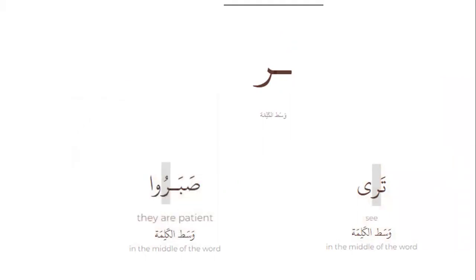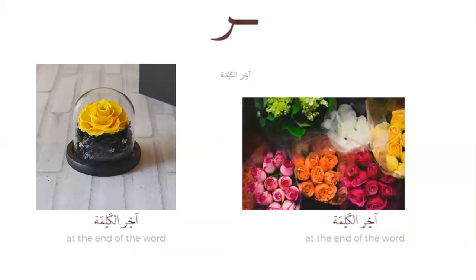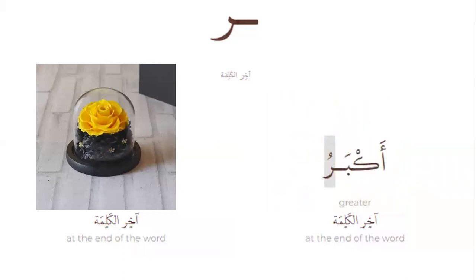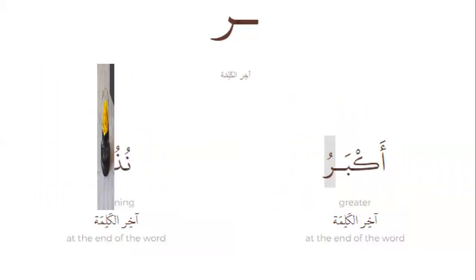Sabaru. If you want to know the translation of the word, you can see that under the word. Tara, see, sabaru. In the middle of the word, like this. Akbaru. Nuzuri. The shape of ra at the end of the word.